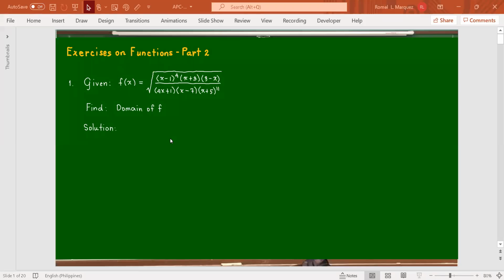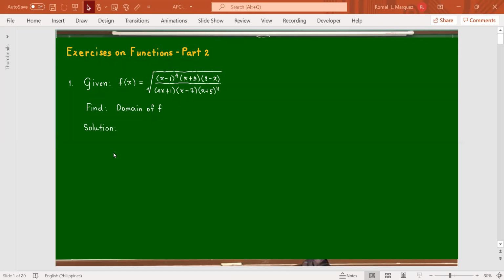So, still exercises and functions, part 2. Let's say we're given f(x) equals the square root of (x − 1)^4 (x + 3)(3 − x) all over (4x + 1)(x − 7)(x + 5)^11. We are asked to find the domain of f. To get the domain, we have to take note of the nature of the function involved.